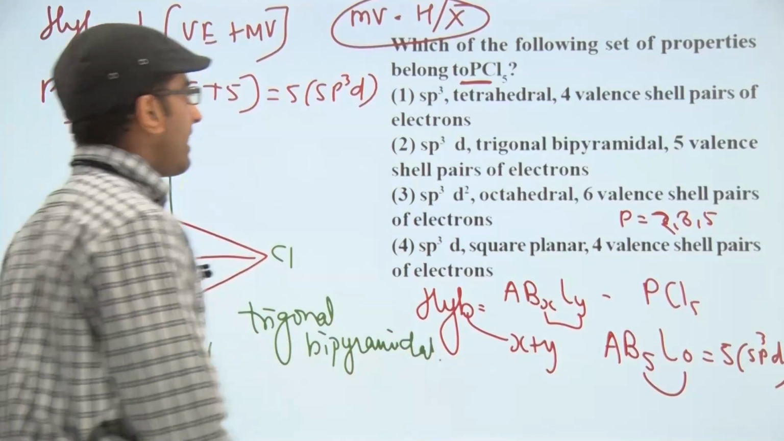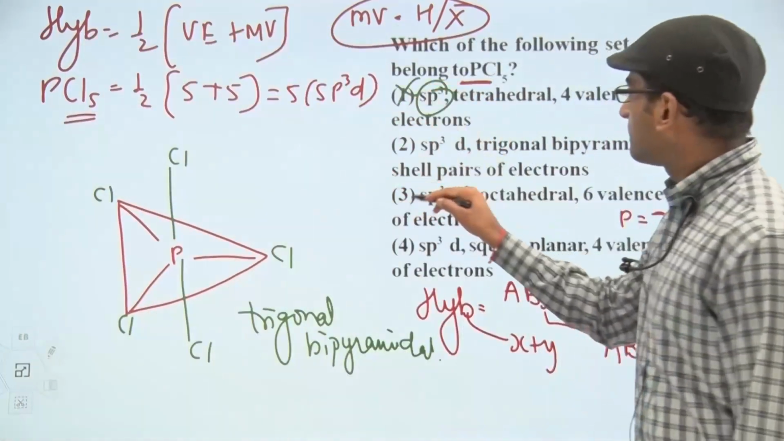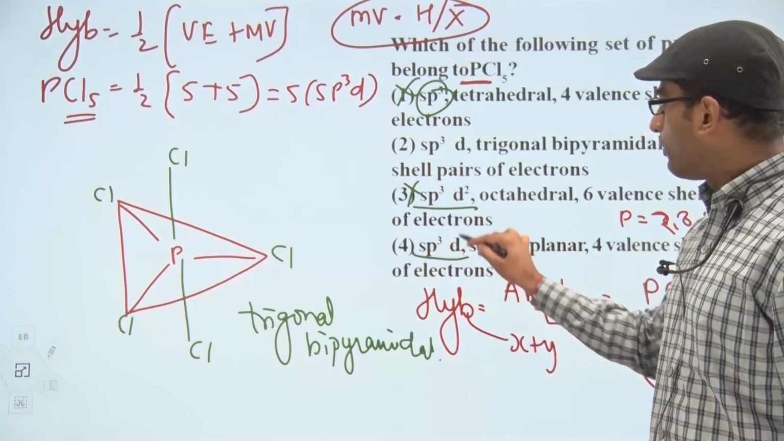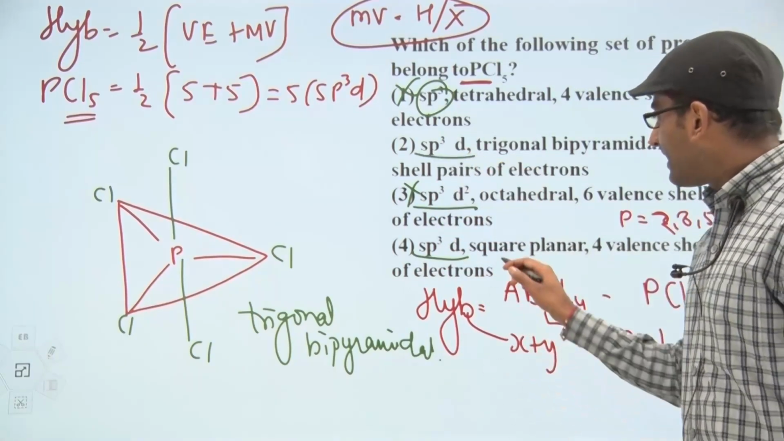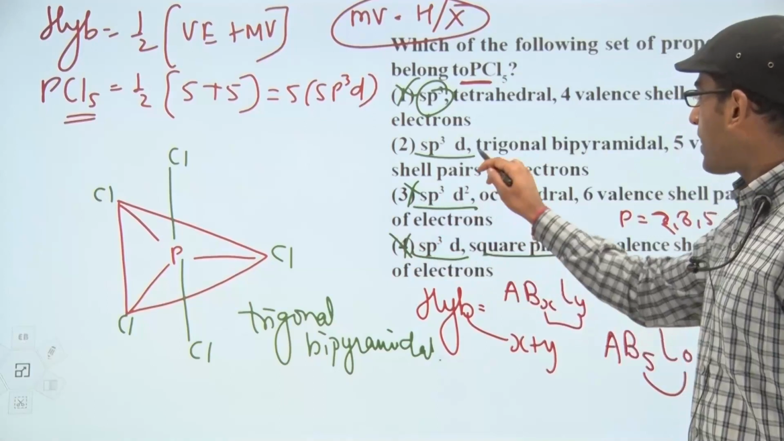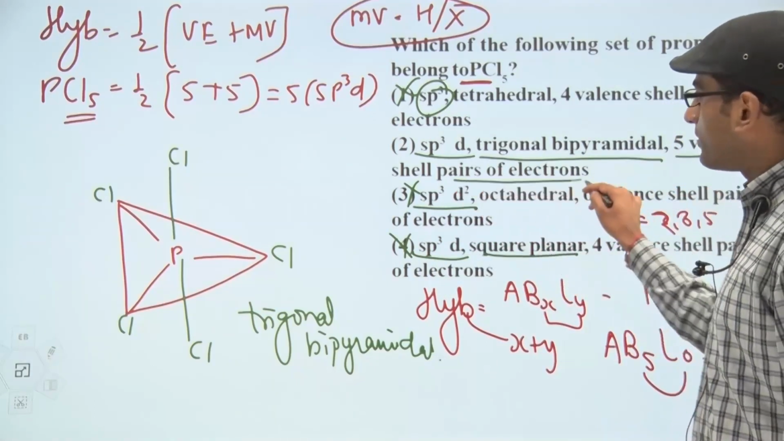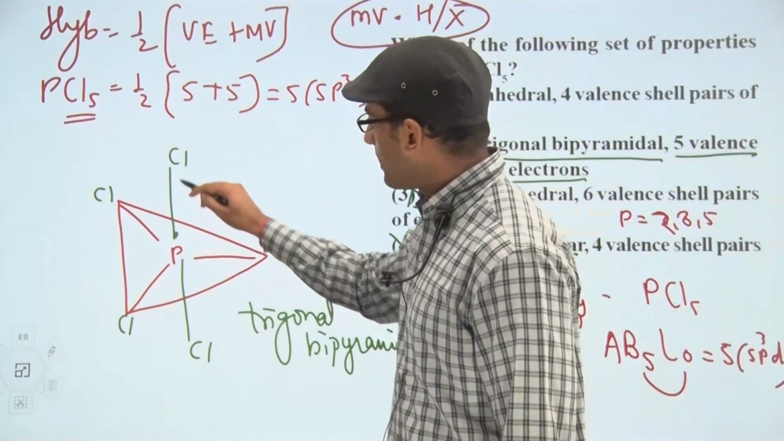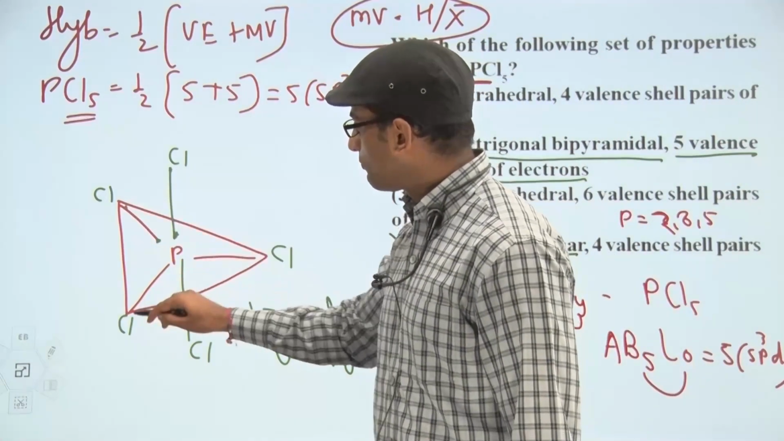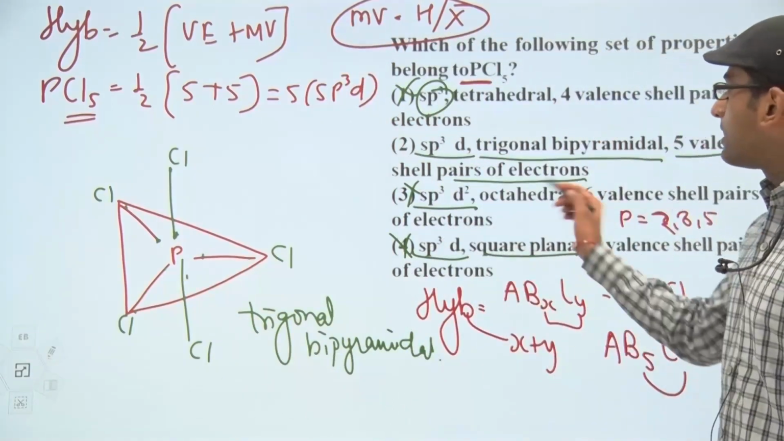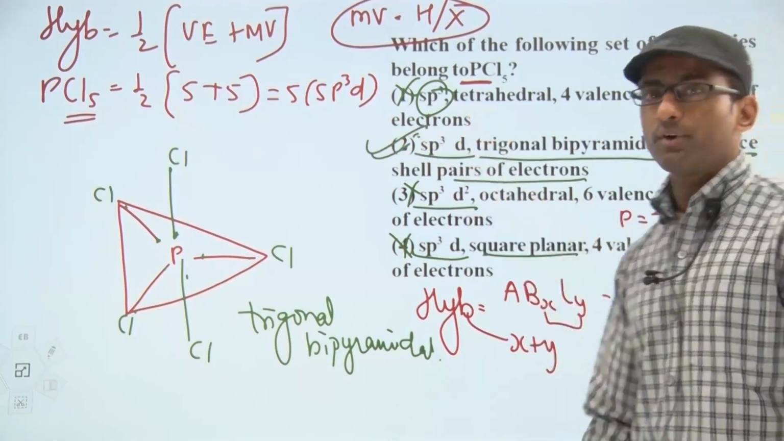Now check it. sp3 is wrong. sp3d2 wrong option. So either 4 or second can be there. Square planar is the wrong option. Trigonal bipyramidal, correct geometry. 5 valence shell pair of the electron. So bond pair 1, bond pair 2, 3, 4, 5. 5 bond pair are present in the valence shell. So second option is going to be correct for you. Thank you.